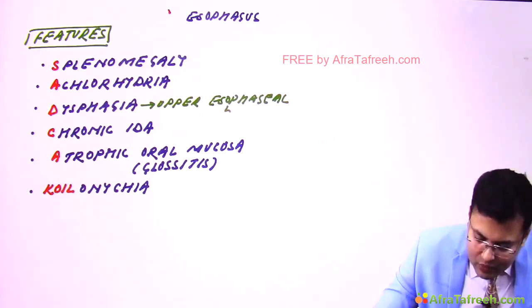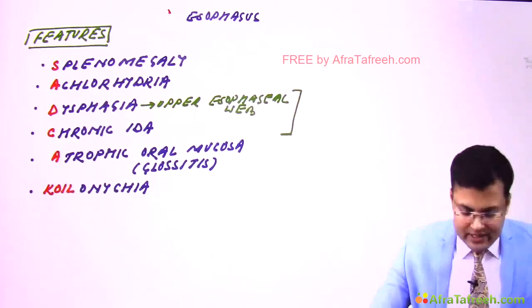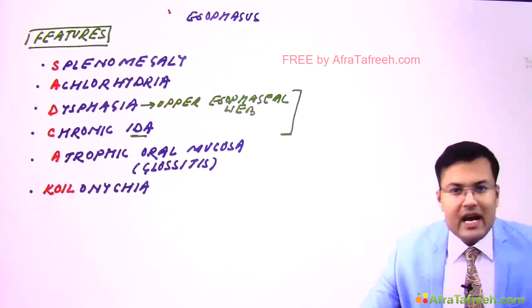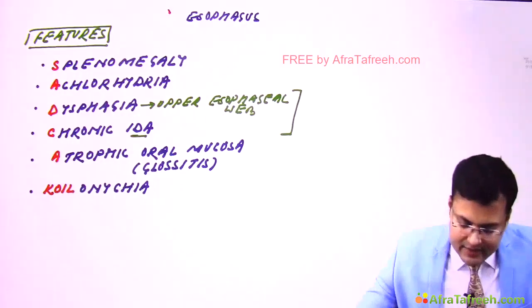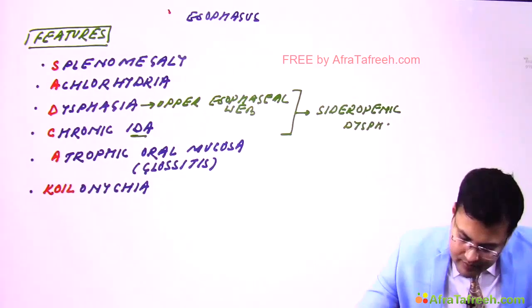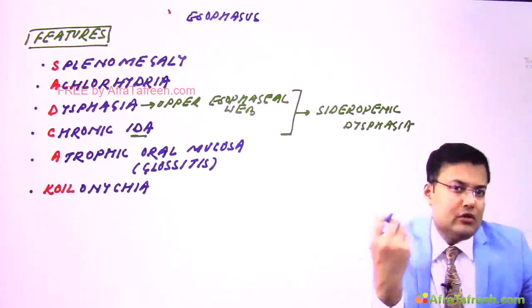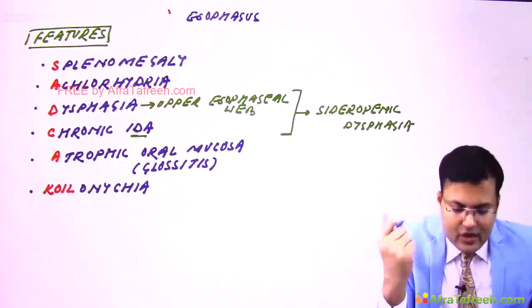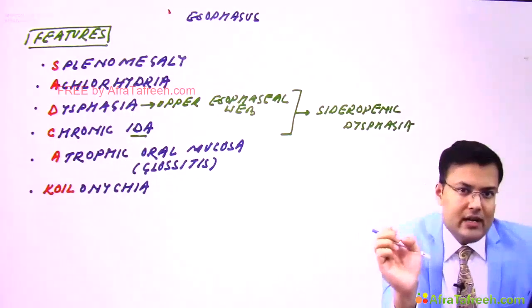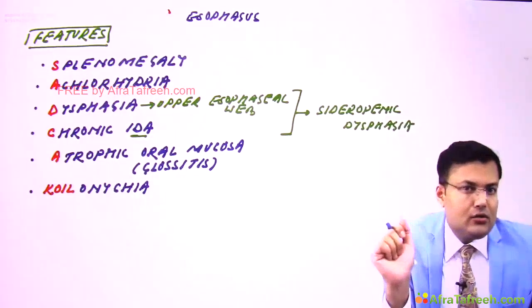Okay. And why is it known as sideropenic dysphagia? Because the patient has chronic iron deficiency anemia and dysphagia. So that's why it is known as sideropenic dysphagia. Clear? There is also atrophic oral mucosa or glossitis, and koilonychia. What happens in koilonychia? There are brittle, spoon-shaped fingernails. So these are the associations.